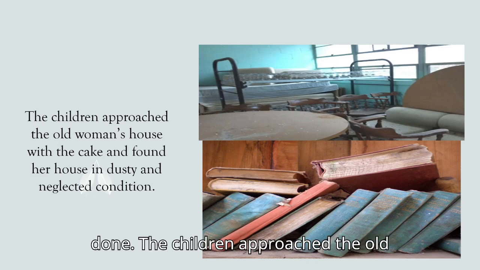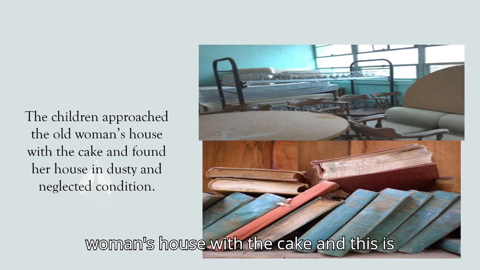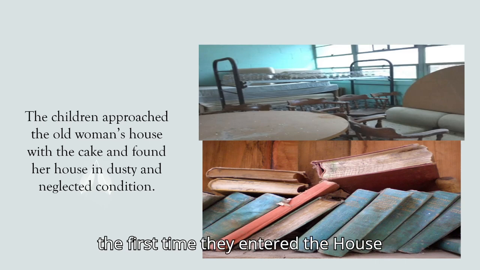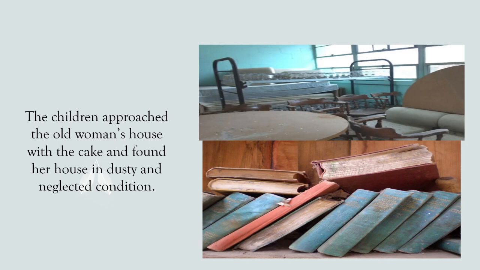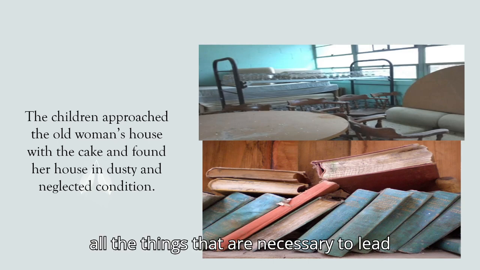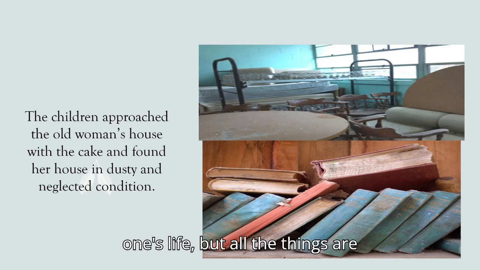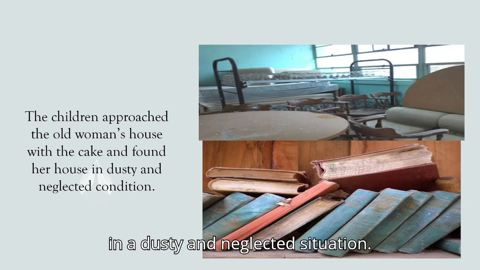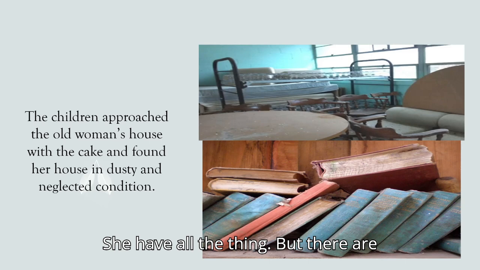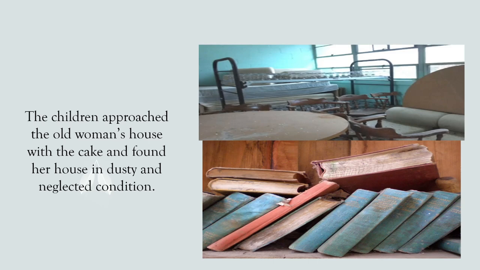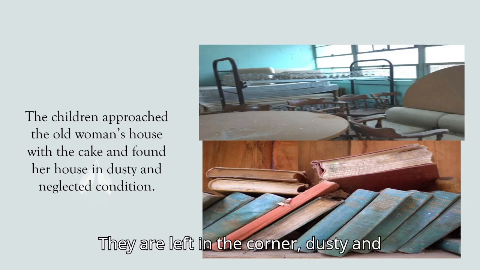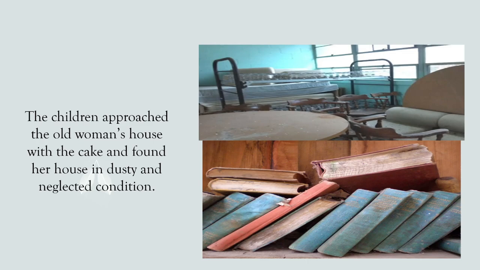Now it is done. The children approached the old woman's house with the cake. And this is the first time they entered the house of the old woman. They discovered that she has all the things that are necessary to lead one's life. But all the things are in a dusty and neglected situation. She has all the things, but there is nobody to take care of those things. They are left in a corner, dusty and neglected.